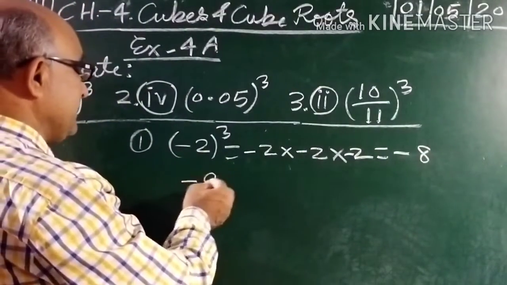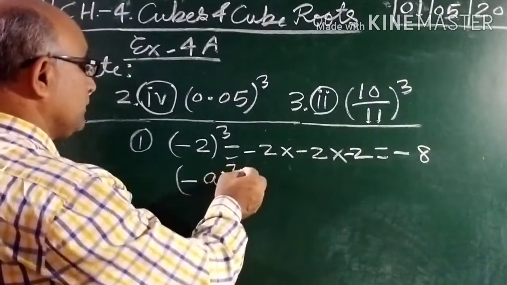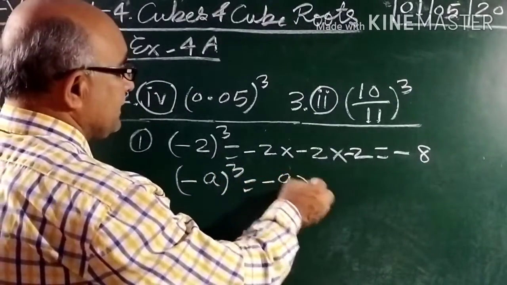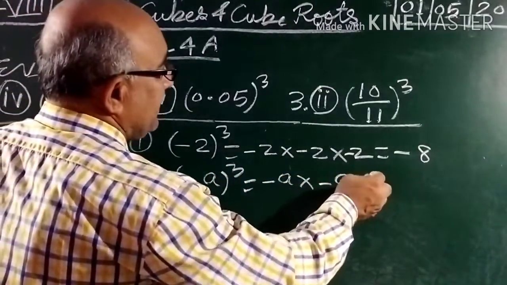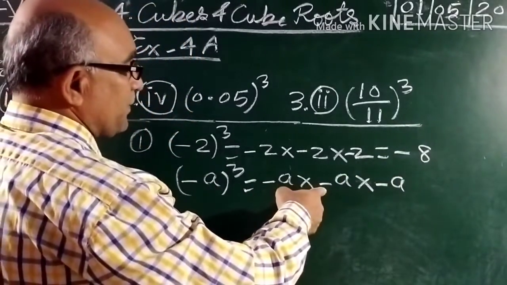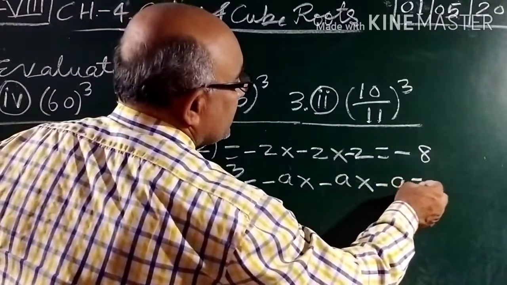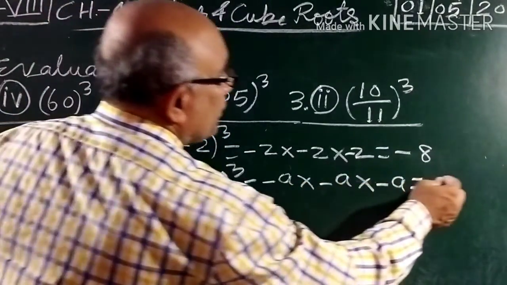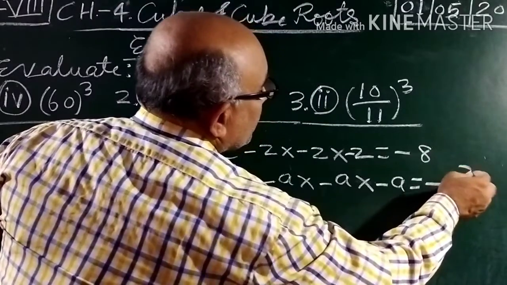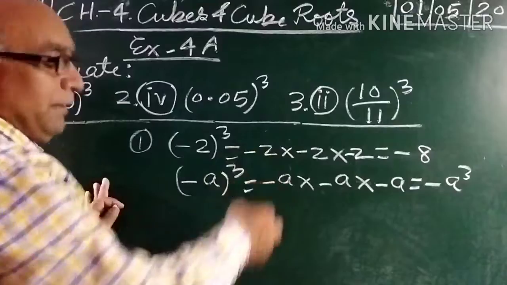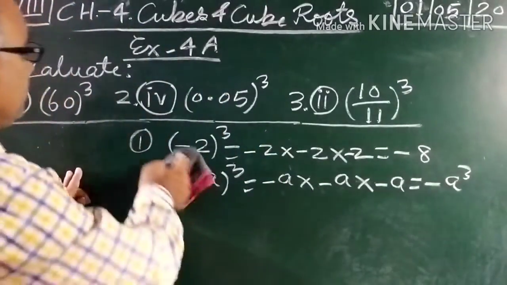Same, minus a cube. Minus a cube equals minus a into minus a into minus a. Minus into minus is plus, and plus into minus is minus. So it is a into a square into a cube. So the cube of a negative number is always negative.